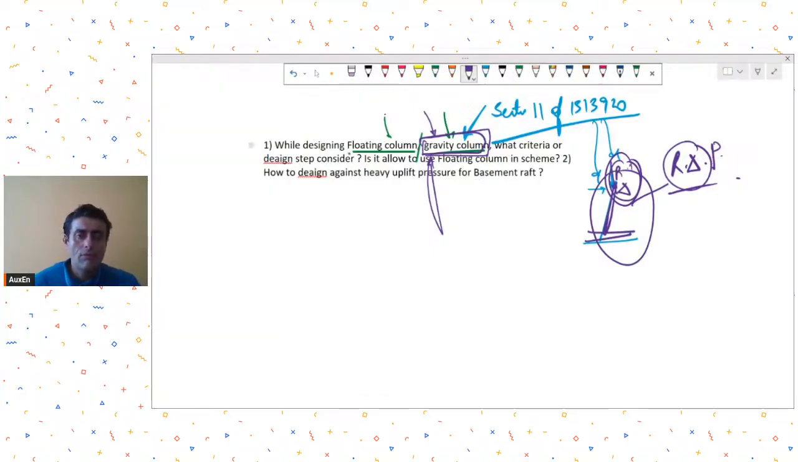For floating columns, I mean, there's no different criteria. You just need to provide your column and put it on your beam or whatever. And some people try to provide releases at the column ends, but that is not correct way. So don't put any releases etc. at the floating column bottom, and then just proceed as you do for a normal column system. Okay.